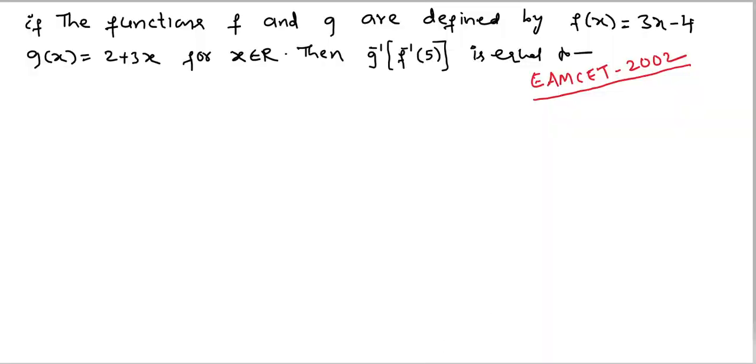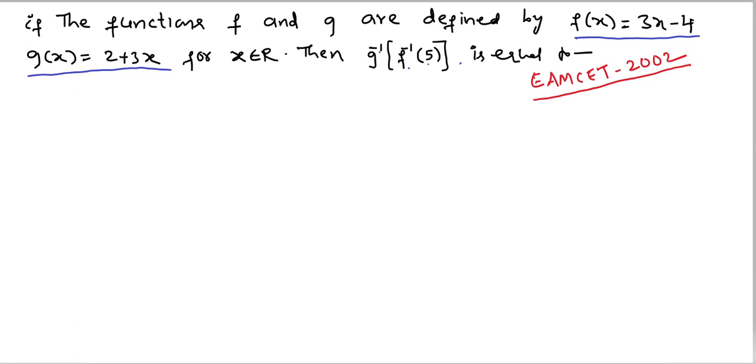If the functions f and g are defined by f of x is equal to 3x minus 4 and g of x is equal to 2 plus 3x for all x belongs to R, then find the value of g inverse of f inverse of 5 is equal to dash. This is an MSET 2002 question.